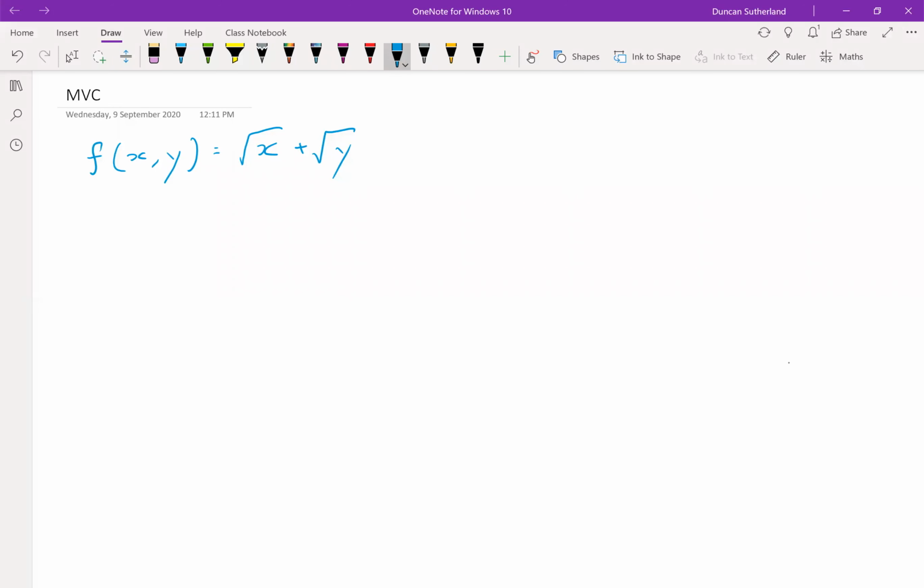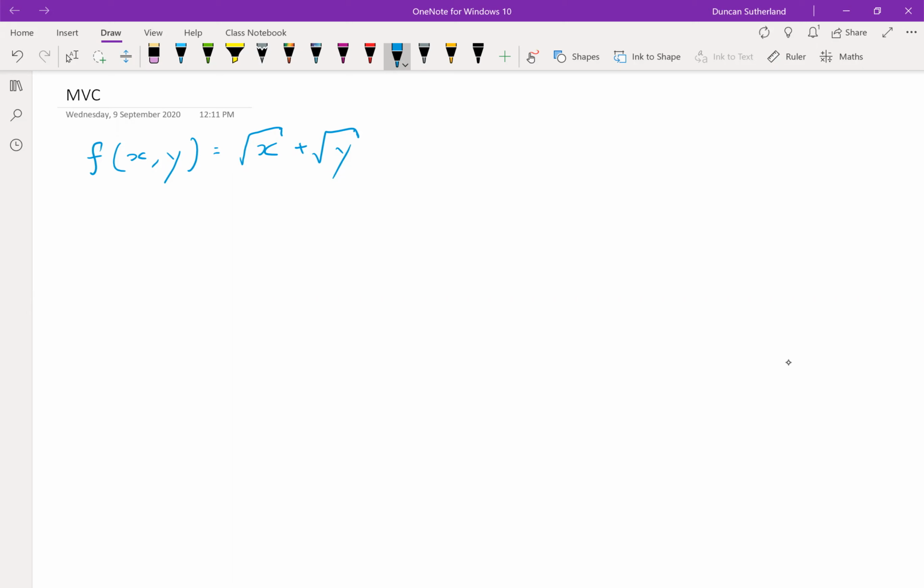All right, so we're going to look at some examples of multivariate calculus. The first thing that we're going to look at is just computing domain and range of some functions. So here's our first function, square root of x plus the square root of y. Note that these are separate. This isn't like square root of x plus y.